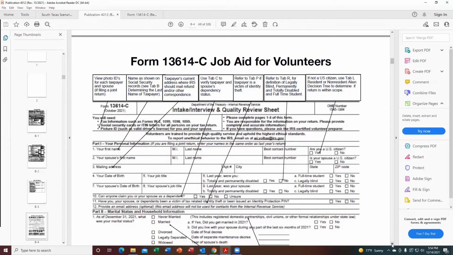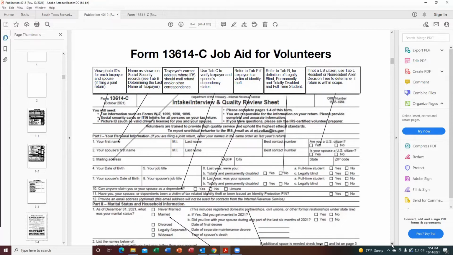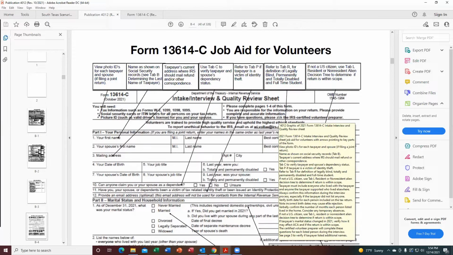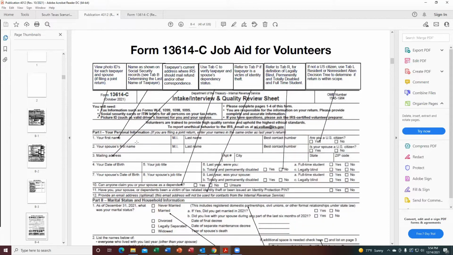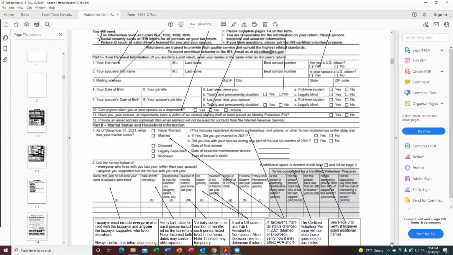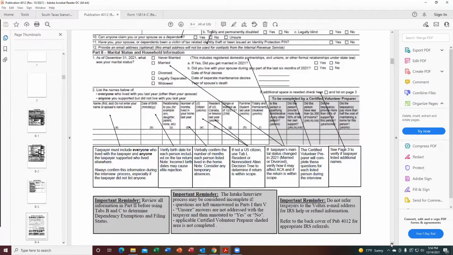And then the next one, I think this is an area that we don't pay attention to, but Form 13614-C, which is your intake and interview sheet. This basically dissects the form and the importance of the information that lies on this form. So again, this is all embedded in your 4012. I will be talking about this form extensively as we start working on that first tax return.